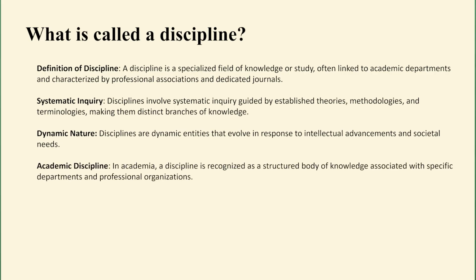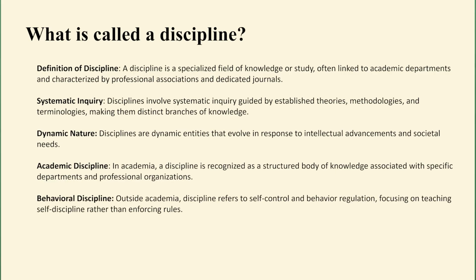Academic disciplines. In academia, a discipline is a distinct area of study or knowledge, often linked to specific academic departments and professional organizations. It represents a structured body of knowledge that is recognized by both faculty as well as administrators as a distinct area of inquiry. Now, behavioral discipline. Beyond academia, disciplines can refer to self-control and the regulation of behavior. This involves teaching and modeling behavior that encourages self-discipline rather than merely enforcing rules through punishment.